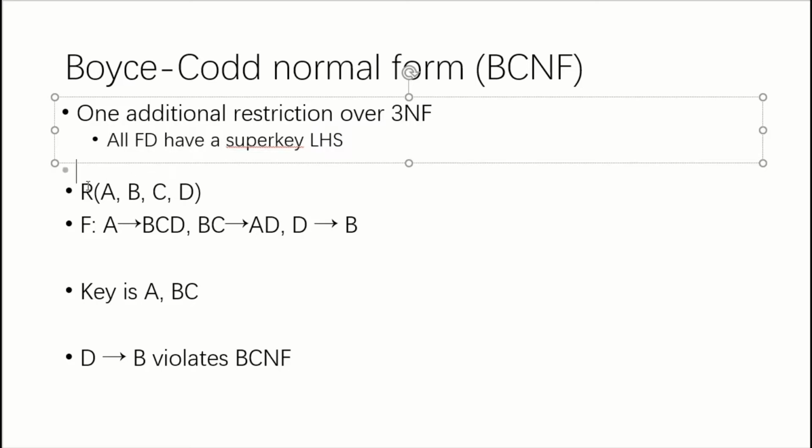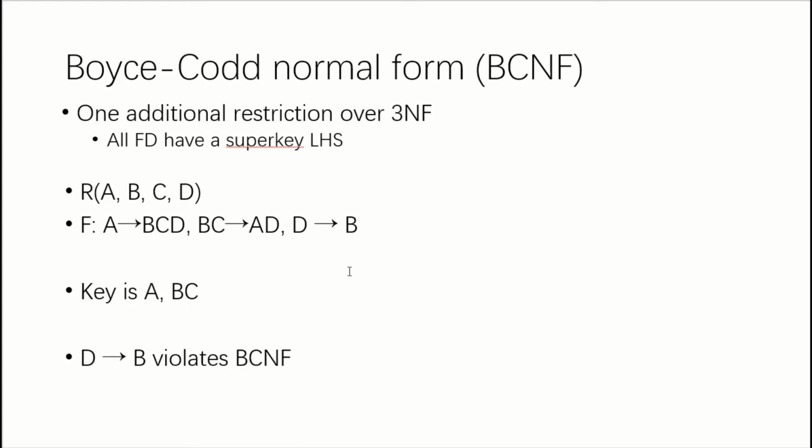Okay, in this example, we have R is A, B, C, D. We have the functional dependencies: A implies BCD, BC implies AD, D implies B. And so the keys in this case are A, and BC.